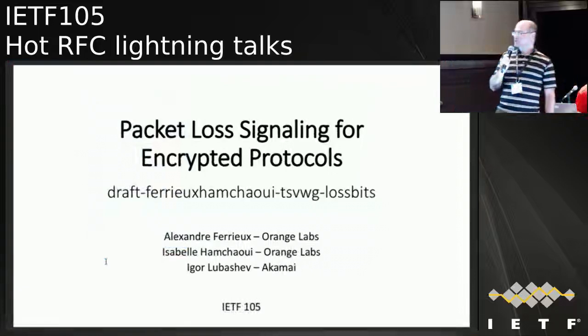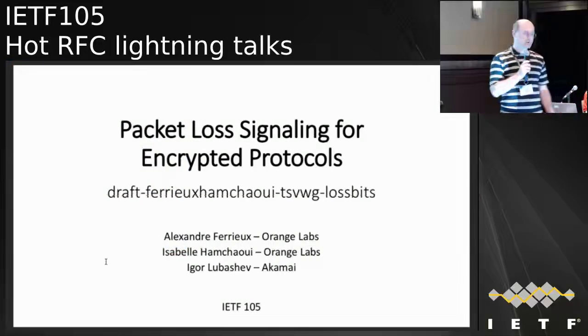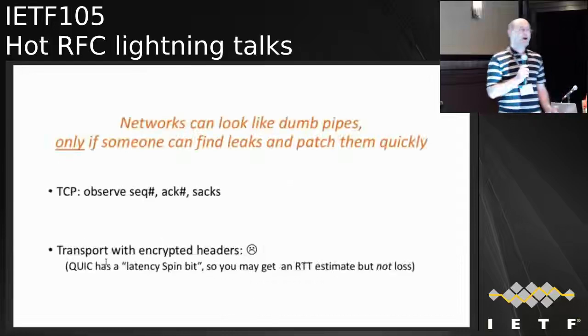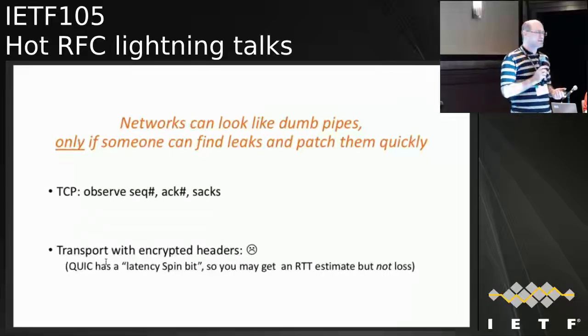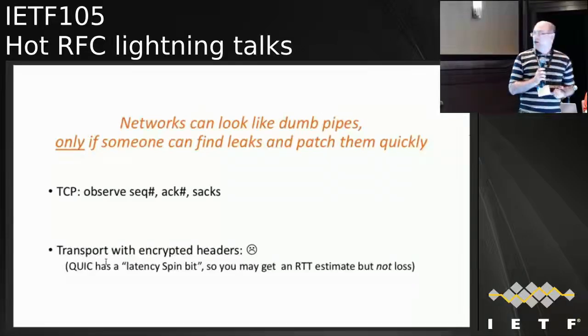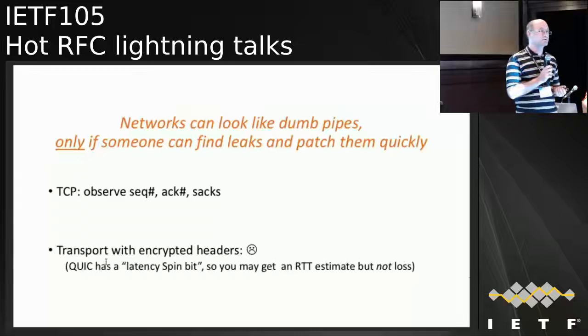Hi, I'm Igor Lubashev, and I really want to talk to you about packet loss detection in encrypted protocols. I'm looking at QUIC. I'm a transport guy. I love to think of my networks as just dumb pipes. But really, for them to be dumb pipes, there should be somebody inside that pipe who is looking for leaks and can find and patch them quickly. If he's seeing a TCP flow in that pipe, it's pretty good. He can look at sequence numbers, ACK numbers, figure out if there is a leak, see if it's upstream or downstream.